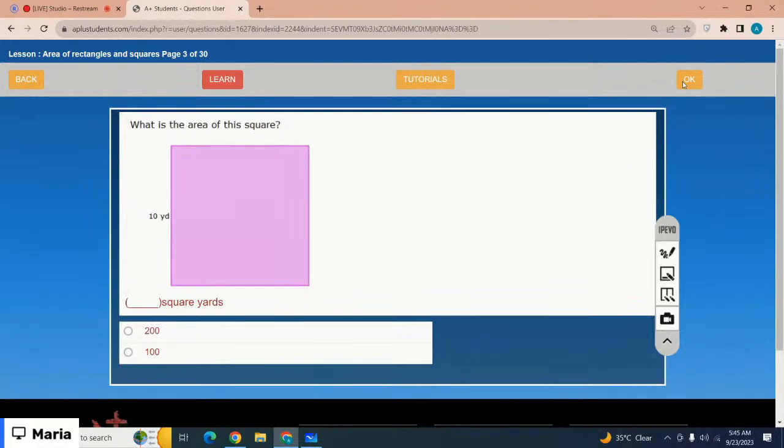Okay, again you are given a square, you have to calculate the area. So the area of the square is 10 times 10 equals 100, because that is a square. So that would be 100, right?